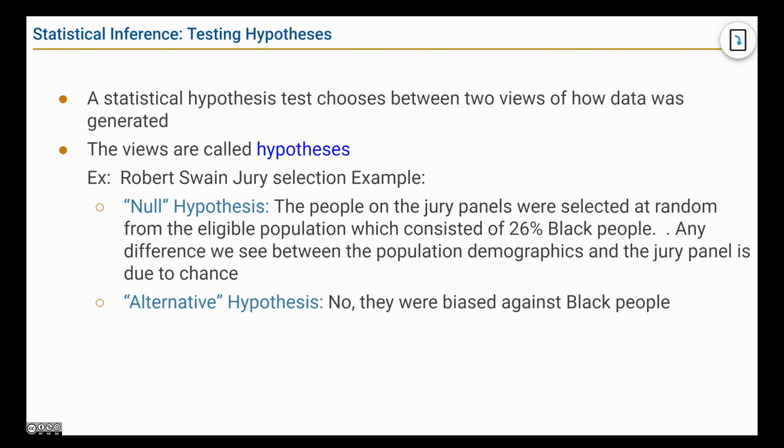The alternative is going to say no. Not only was this null hypothesis incorrect, but it's incorrect in a specific direction. So we're going to say no, the selection was actually biased against Black people. This is not your only option. You're allowed to set up your alternative so that it specifies a direction, or it may just say no, the null is not true. But in this case, we're going to also specify a direction.